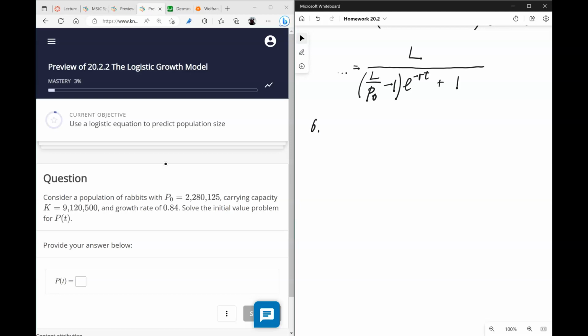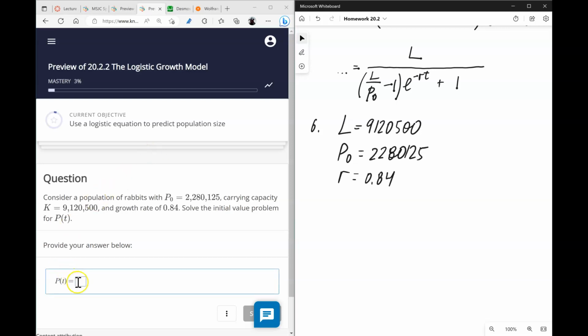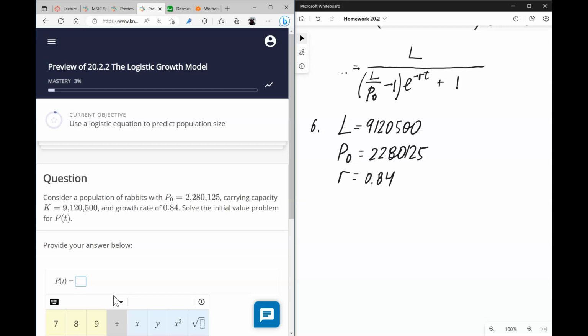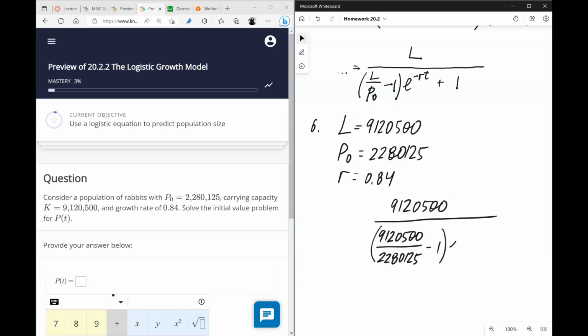And there you go. So in this problem, L is 9120500, P0 is 2,280,125, and R is 0.84. So I'm just going to type it the way I'm showing it over here. So we have L in the numerator. In the denominator again we have L divided by P0 minus 1 e to the negative RT plus 1.